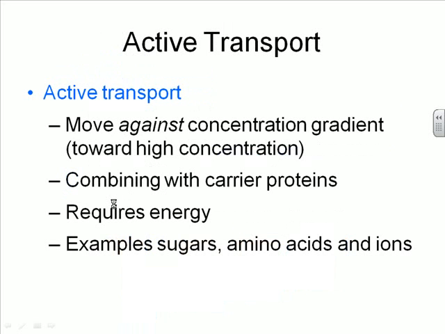Now, active transport is different. Active transport is going against the concentration gradient. It's going from low to high. It's swimming upstream. That is going to require energy. It's also going to require a carrier protein. Now, some sugars that don't passively move, some of your amino acids, your ions, sodium, potassium, and such, they're going to use active transport to move materials across that selectively permeable membrane.